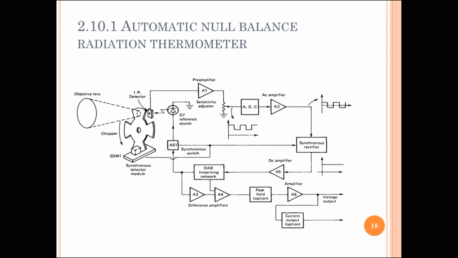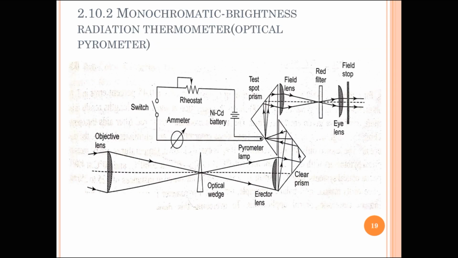The stability requirements of course are transferred from the detector to the LED reference source, but careful selection and aging gives excellent stability here. The LED response is sufficiently fast that overall system dynamics is determined by the low pass filter required in the demodulator, just as in conventional chopper instruments. This figure also shows linearizing, peak holding and current output features which are not necessary for operation of the basic feedback principle. Monochromatic brightness radiation thermometers or optical pyrometers.